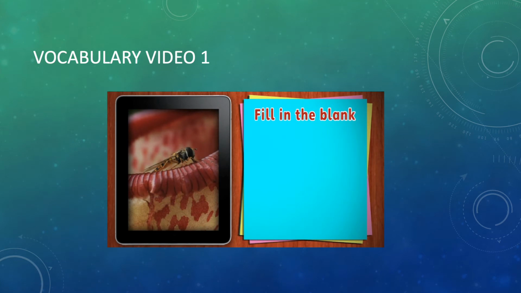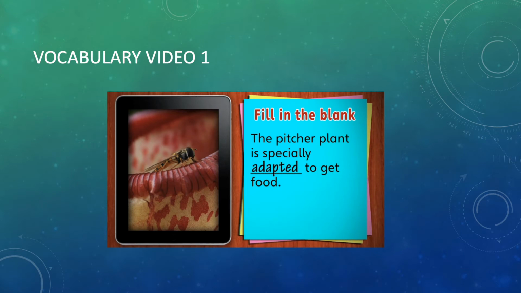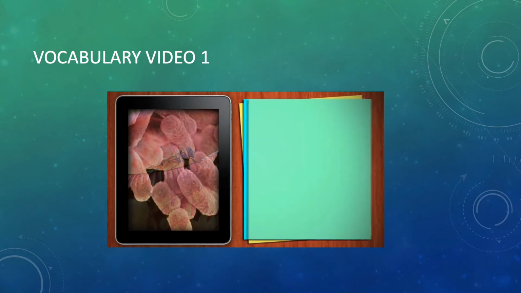This pitcher plant has got an interesting way of getting food. It eats insects. The pitcher plant is specially adapted to get food. Instead of being eaten by insects, the pitcher plant eats them.